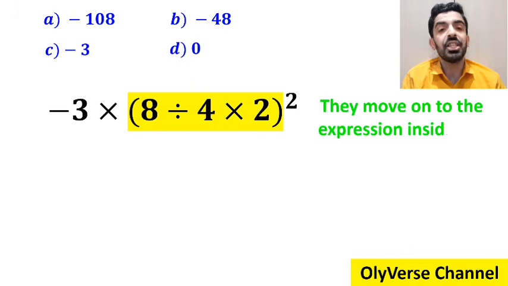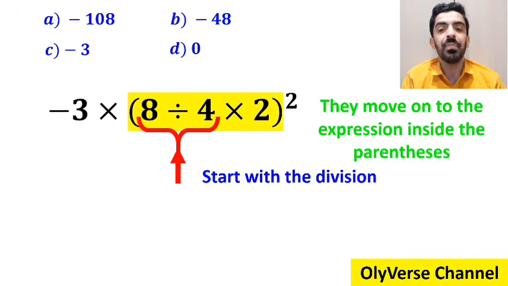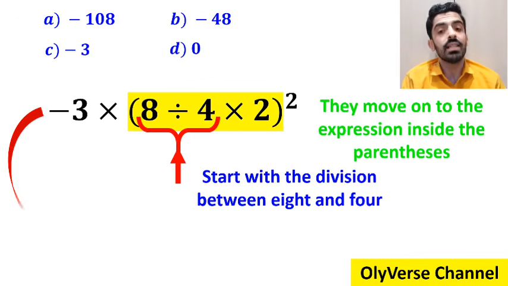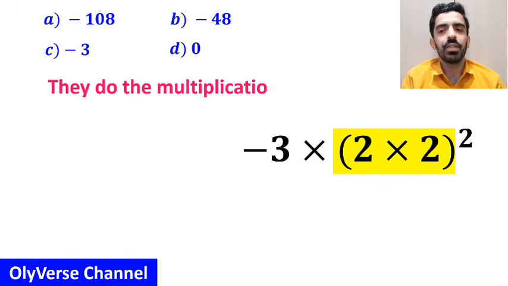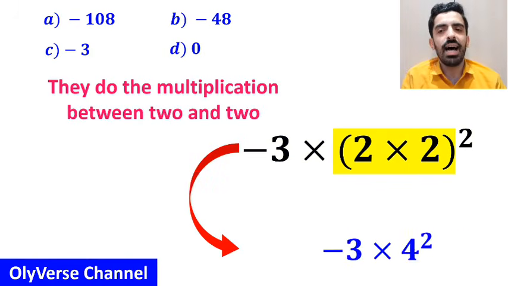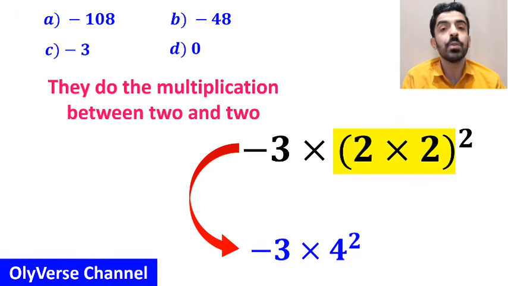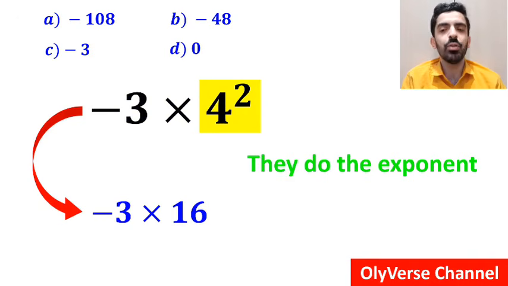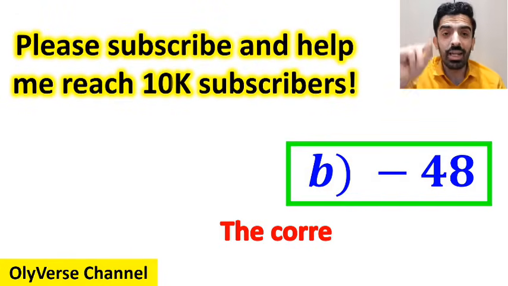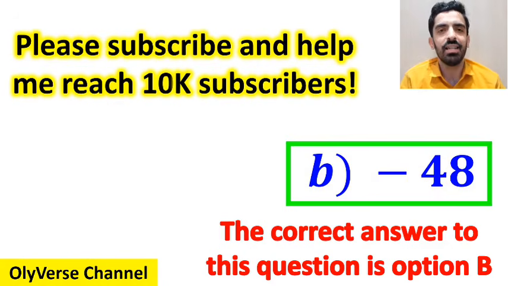Then they move on to the expression inside the parentheses and solve the division between 8 and 4. So they simplify this expression to negative 3 multiplied by (2 times 2) all squared. Next, they do the multiplication between 2 and 2 and write this expression as negative 3 times 4 squared. Finally, they do the exponent and simplify this expression to negative 3 times 16, which gives them the answer negative 48. Then they quickly say that the correct answer to this question is option B.